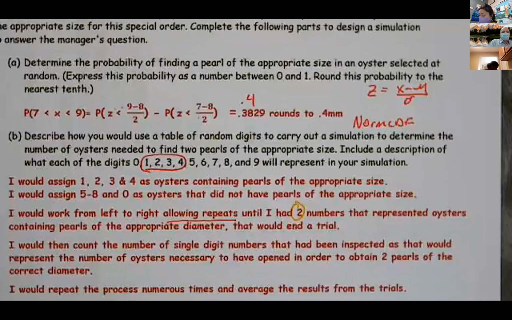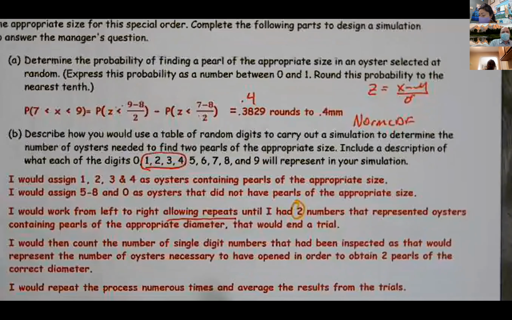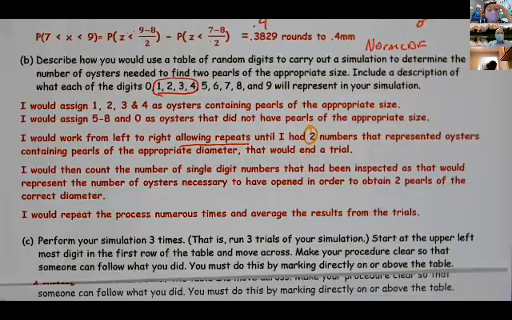I would then count the number of single-digit numbers that had been inspected, because that would represent the number of oysters necessary to have opened in order to obtain two pearls of the correct diameter. I would repeat the process numerous times and average the results from the trials. And at this point, I'm going to pause this because I know it's a fair amount of writing.